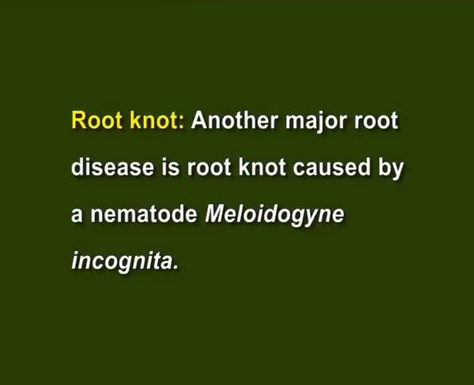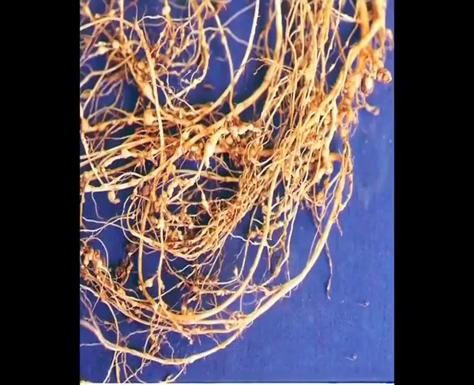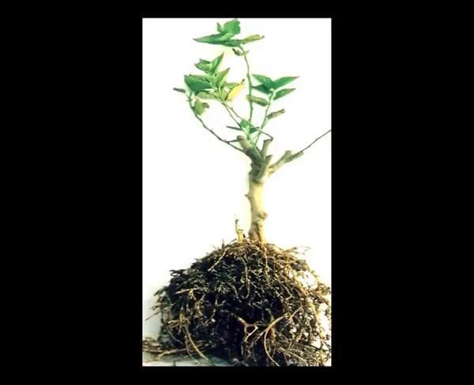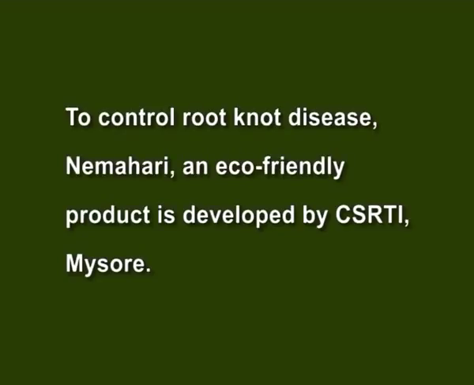Number 2. Root knot. Another major root disease is root knot caused by a nematode, Meloidogyne incognita. This disease is characterized by the galls or knots on the root system, which is the characteristic symptom. It results in stunted growth and reduced yield, and many times it makes a way for the entry of root rot causing pathogens, resulting in death of plants. Leaf yield loss due to root knot has been reported to be 10 to 12%. Management. To control root knot disease, Nemahari, an eco-friendly product, is developed by CSRTI Mysore.